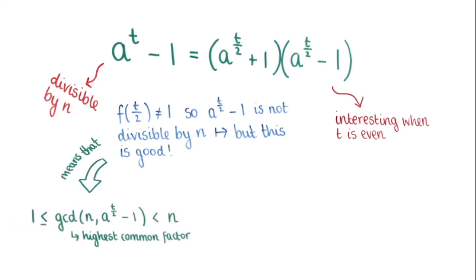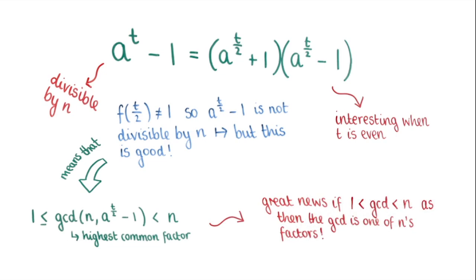What this means is that there's a pretty high chance that a to the power of t over 2 minus 1 shares one of the common factors with n, helping us crack the factorization of n, as then we can compute the greatest common divisor of n and a to the power of t over 2 minus 1 to get one of the prime factors of n. In fact, if t is even and a to the power of t over 2 plus 1 is not a multiple of n, we are done, which happens about a third of the time.